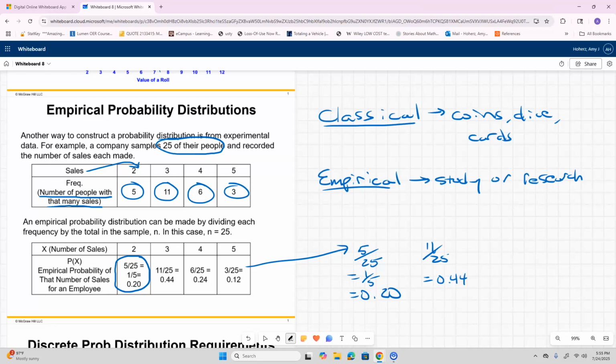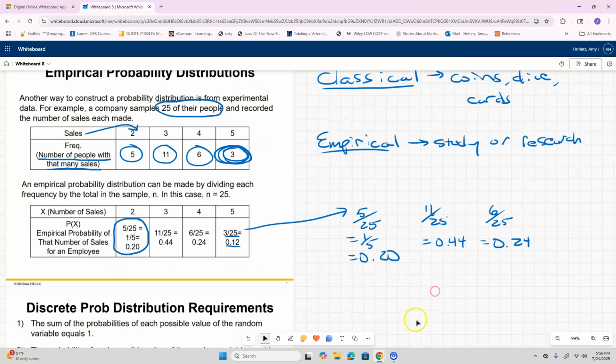6 out of 25 again can't be reduced, but it could be switched to the decimal 0.24. 3 out of 25, 3 people out of the 25. So remember, the 3 is coming from up here. So 3 out of the 25, which is 0.10 as a decimal. So you can use empirical data or classical data. It doesn't really change how you make the table or a little bit on how you interpret it, but it definitely doesn't make much difference as to how you make it.